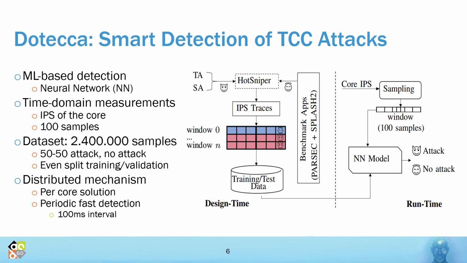At runtime, every 1 millisecond, we take IPS samples from a core and form a window of measurements of 100 samples. Then we invoke our model using the collected window as input and perform the prediction of whether the traces belong to a normal application or to an attacker. Note that Doteca is a distributed mechanism, where an individual instance of the same model is invoked per each core.